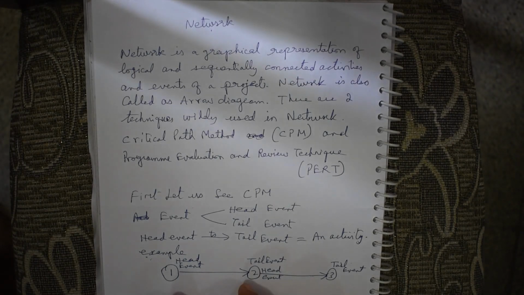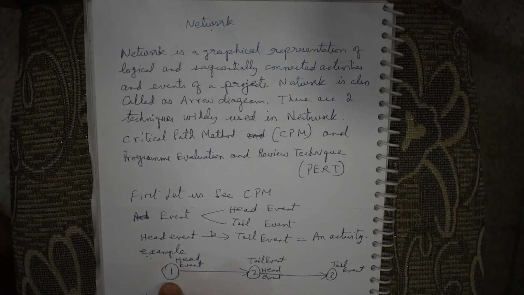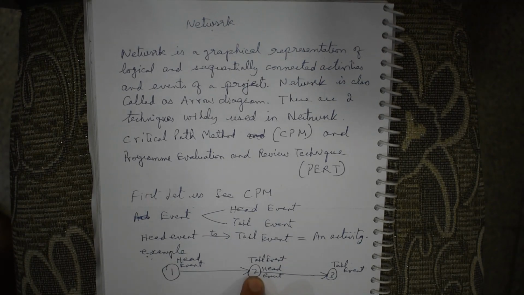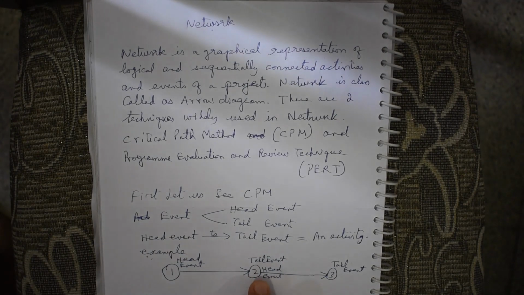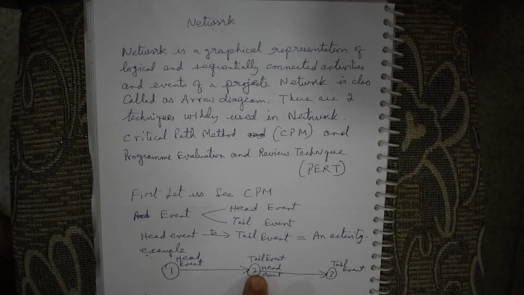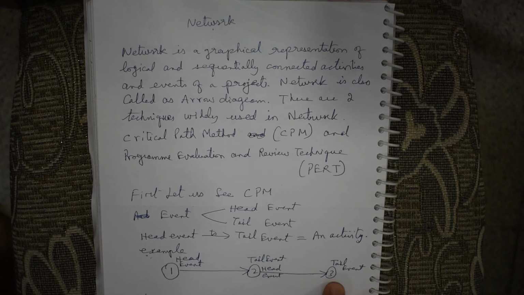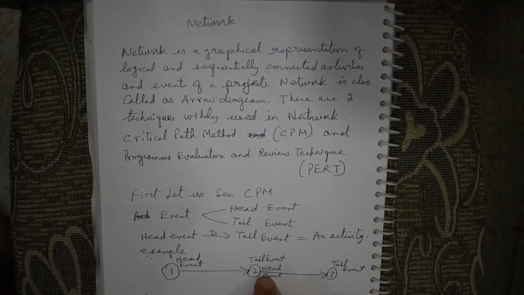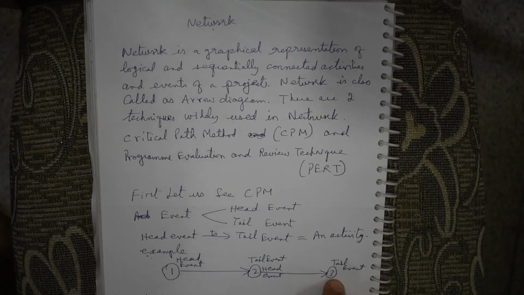Suppose an activity is 1 to 2. The action starts at the head event 1 and ends at the tail event 2. Similarly, when another action starts at 2 and ends at 3, the tail event 2 now becomes the head event 2 and ends at the tail event 3.